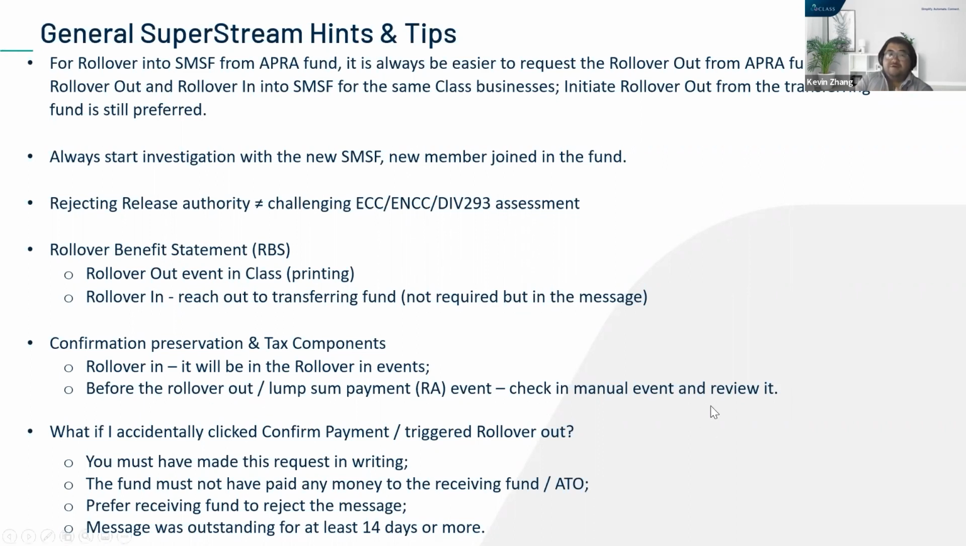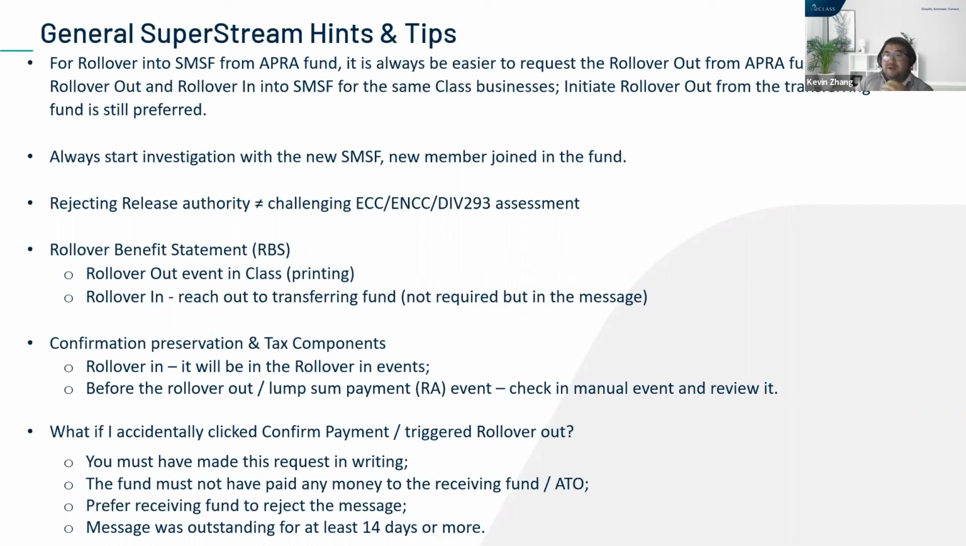Now, we have a lot of questions about rollover benefit statements. There's nothing changed around this area. If you have processed a rollover out in Class, you can continue to generate rollover statements and print them out. It's not a requirement for the fund to provide rollover statements to the other funds. They are mainly for record keeping purposes where the trustee of the fund needs to issue them to the members. Now, if you do a rollover in, then it's the transferring fund's responsibility rather than the fund Class to produce the rollover benefit statement.